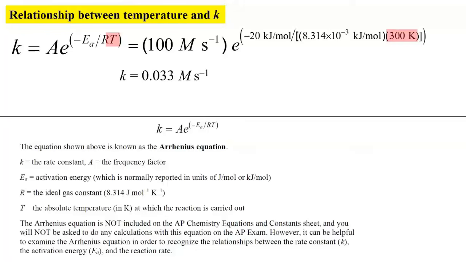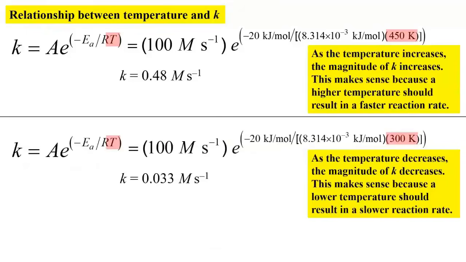So here it's 300 Kelvin, it's 0.033 for the rate constant. Now this is 350 Kelvin. Rate constant is increasing in value. Here is 400 Kelvin. The rate constant gets higher. Here's 450 Kelvin. It gets higher still. So let's go ahead and summarize.